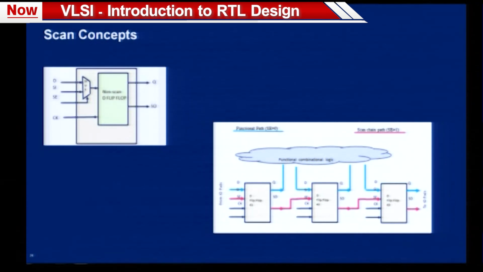This is used a lot for testing. Okay. Effectively, what I have gotten is a very high degree of controllability. I can control the value on any flop directly using this scan path. And similarly, if there is a value on a flop, I can get that value out to the primary scan output, again using the same method.